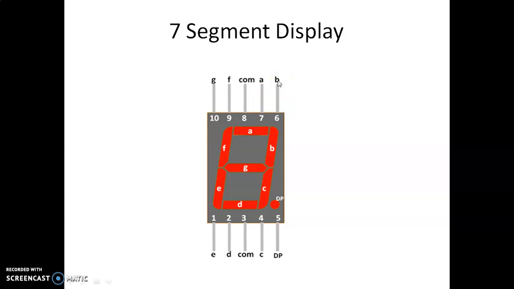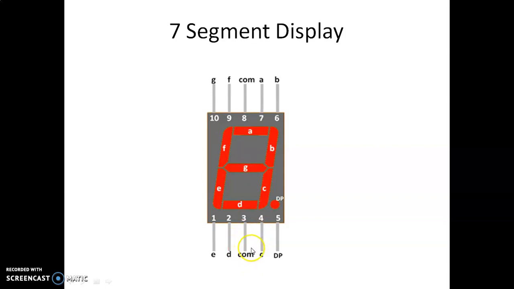This is very simple. You have to hold the 7-segment display like this. The pins are A, B, C, D, E, F, G, DP, and pin number 3 and pin number 8 are the middle pins. These are the middle pins, so this will be common.